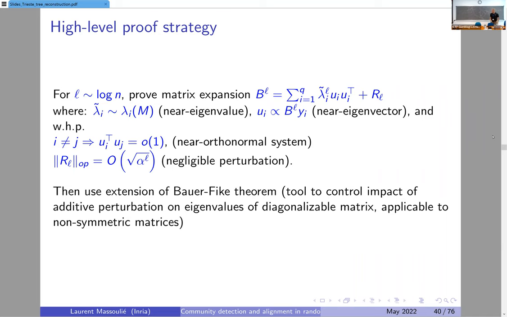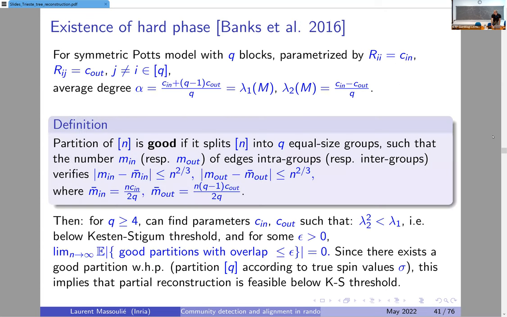Okay, so let's move on to other things I wanted to tell you about this problem of clustering in the stochastic block model. One thing that I wanted to tell you about is the argument that is used to show that there exist cases where we are below the Kesten-Stigum threshold, and yet we know that with non-polynomial computational power, we can cluster the nodes in a significant manner.